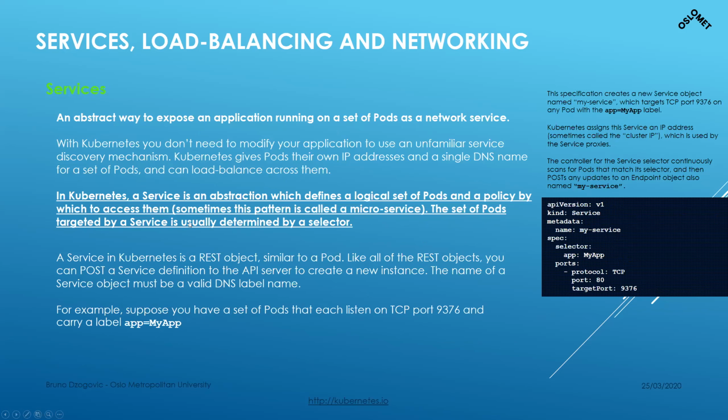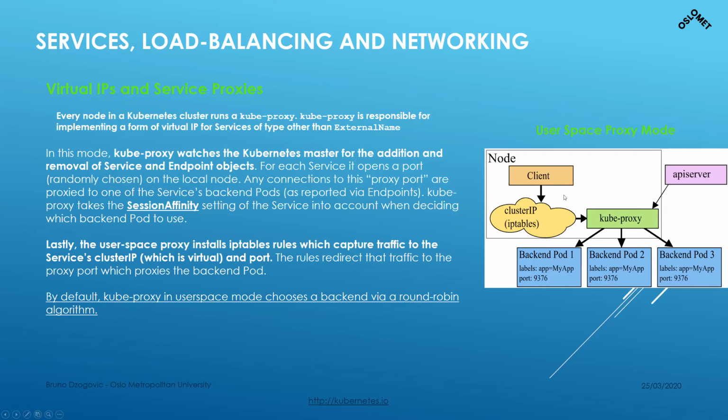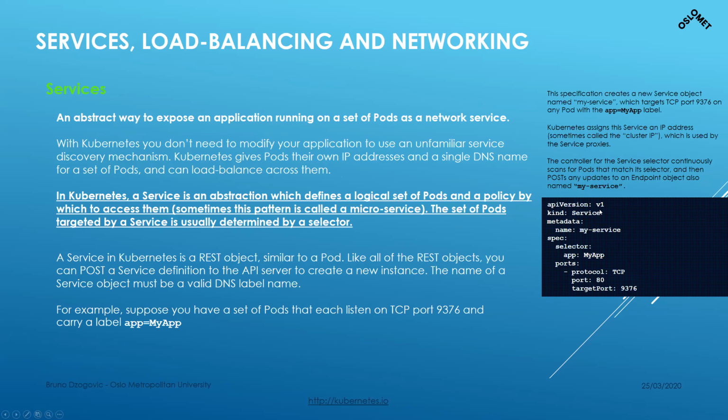So service is, I think, the most important part to remember. In Kubernetes, a service is an abstraction which defines a logical set of pods and the policy by which to access them. Sometimes this pattern is called a microservice. The set of pods targeted by a service is usually determined by a selector. So this is how you define a service. It's just a small example.